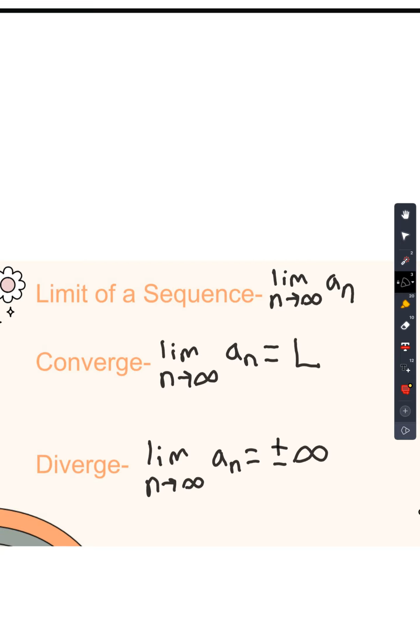Sometimes it'll be similar to the language that we saw with our improper integrals, where it'll say, show that this sequence converges. Or it'll say, if possible, find the number that the sequence converges to, because sometimes the answer is that it diverges. And we'll look at an example of one of those.